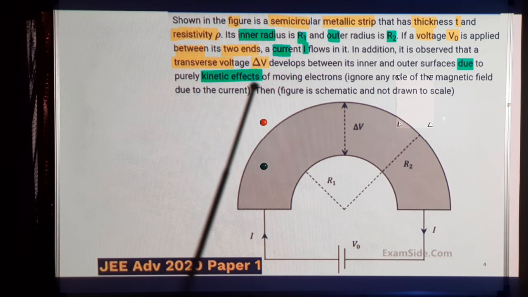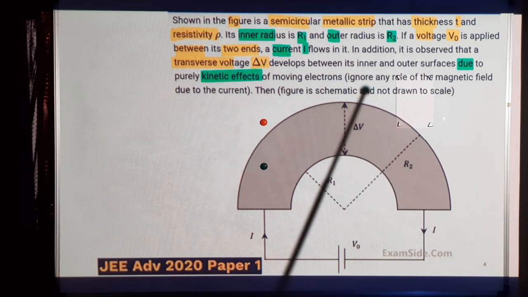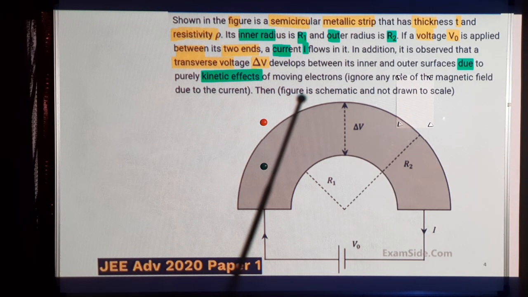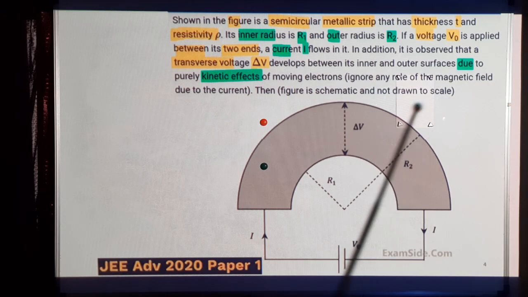purely kinetic effects of moving electrons. Ignore any role of the magnetic field due to the current. The figure is schematic and not drawn to scale.